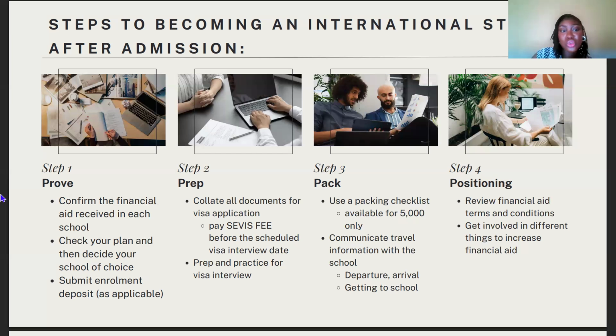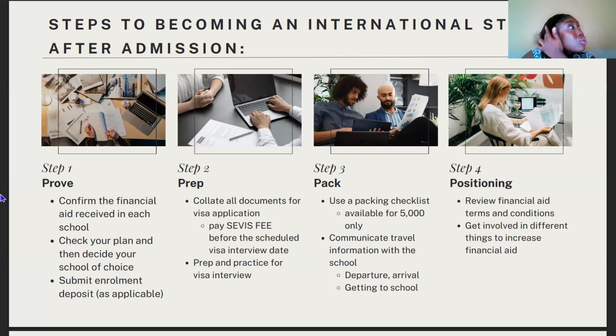Now, step one is to confirm the financial aid that you have received in each school. So for some of you, you would have multiple acceptances. Glory be to God. Hallelujah. We are not going to be making decisions without being informed, which is the purpose of this video. So, for example, you get accepted into one school, you have $20,000 in scholarship. You get accepted into another school, you have $30,000. The more scholarships you have, the lesser you have to contribute towards your education, obviously.